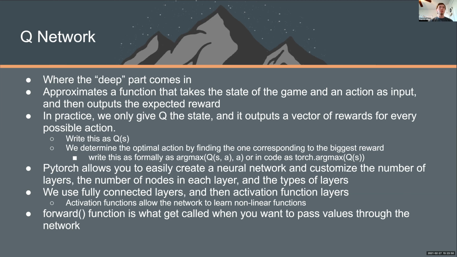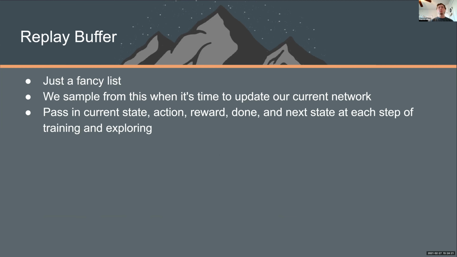And then the activation functions, which you can see in between, allow us to learn nonlinear functions, which basically means that you don't just have to have a quadratic equation or something like that. If it's something that's really hard to approximate, using activation functions allows you to approximate a function that would otherwise be very, very difficult to approximate. And the forward function is what gets called when we call Q of S in our notebook.